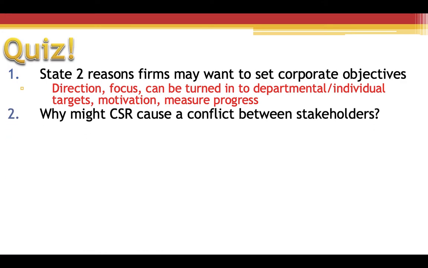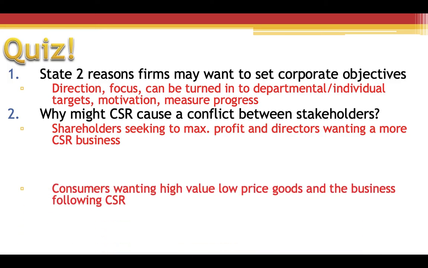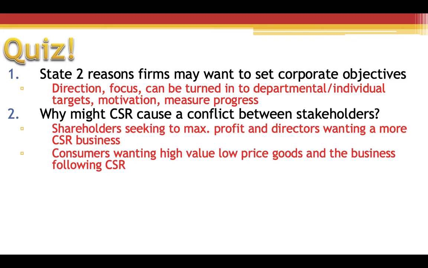2. Why might CSR cause a conflict between stakeholders? Because shareholders are seeking to maximize profit and directors are wanting maybe a more CSR business. So it's that conflict between lower costs and higher prices and doing what's right and ethical. Maybe consumers want high value, low price goods, but the business is following CSR. So the consumers wanting the cheapest possible goods, they don't really care where they come from, and yet the business follows CSR, which is going to raise costs and prices probably.